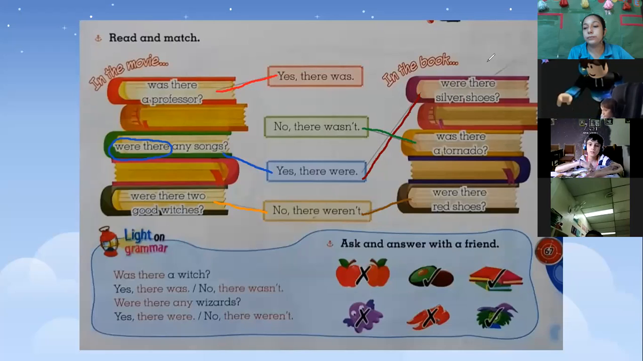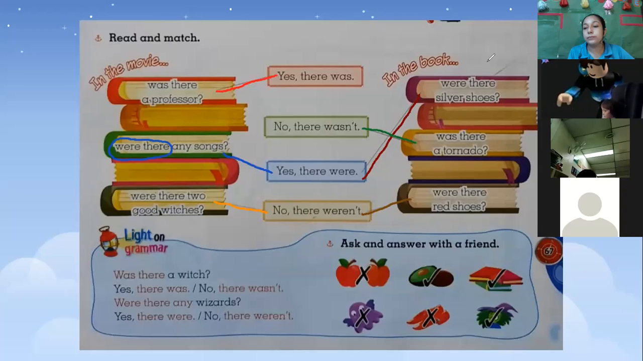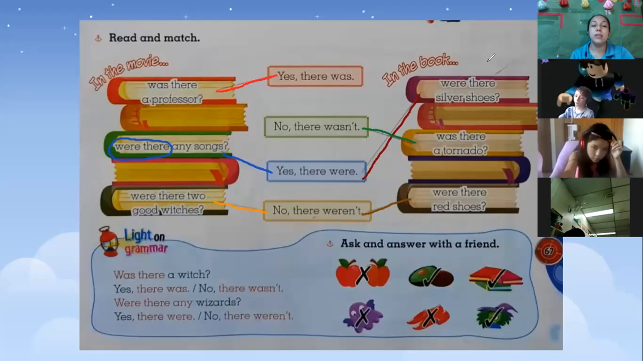Okay, so let's see. Imagine that we are in the classroom, yes? We were in the classroom. So let's see, were there 20 desks? ¿Habían 20 pupitres? What is your answer? No, there wasn't. No. Okay, listen to the question. Were there 20 desks? No, there weren't. Exactly.